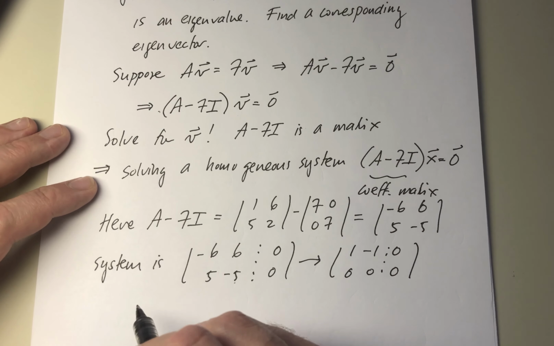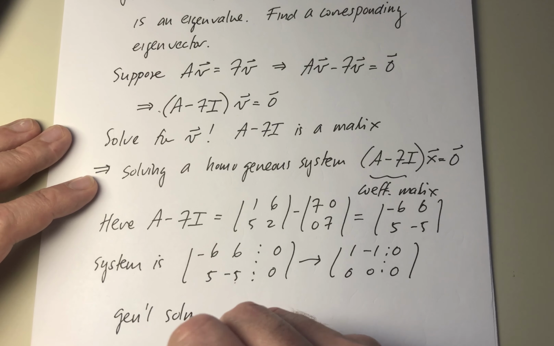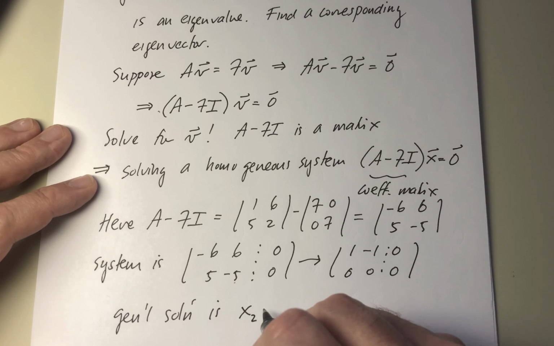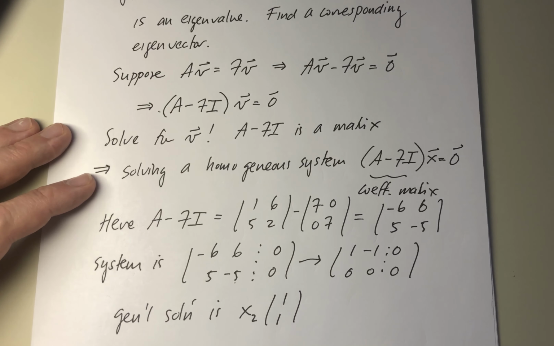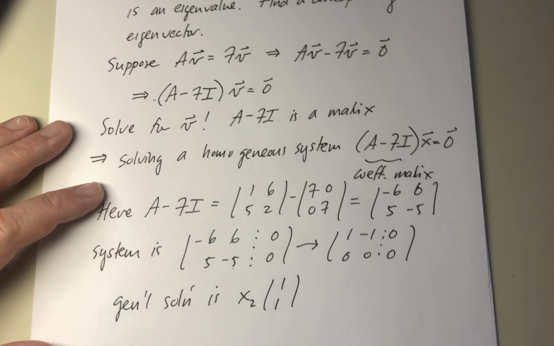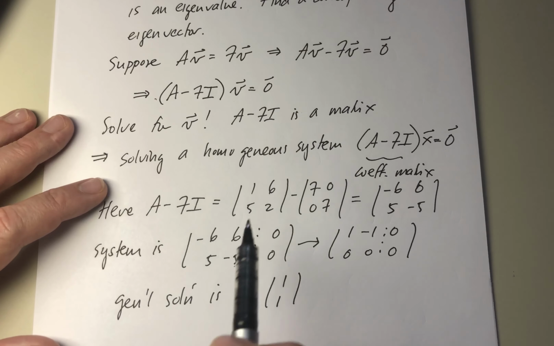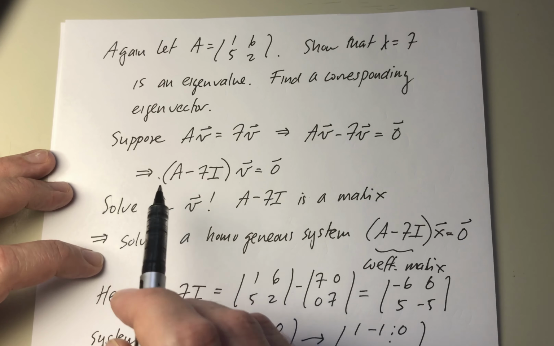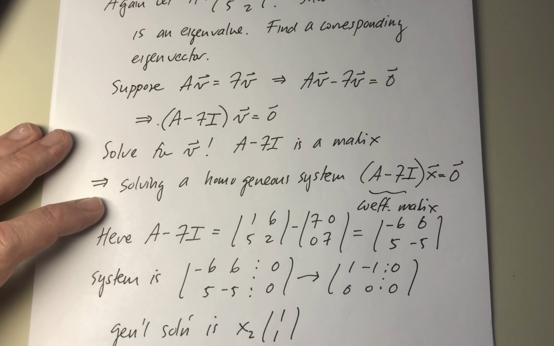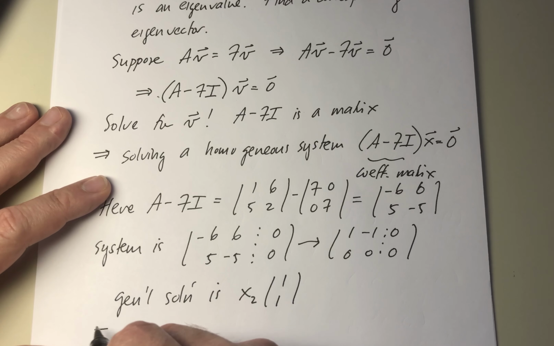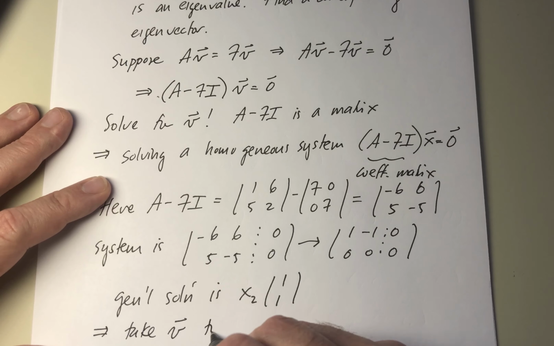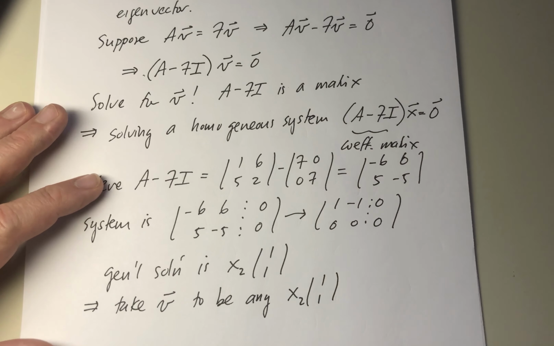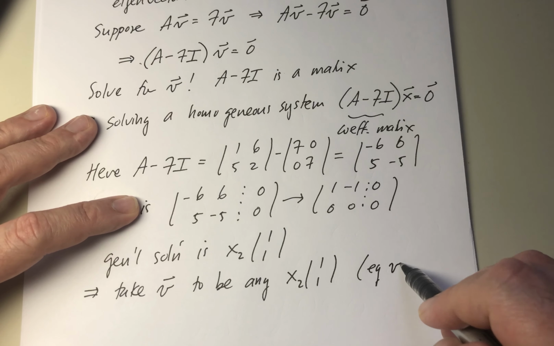And this has a general solution, right? You guys know how to do this. The general solution for this has one free variable, x2. And so the general solution turns out to be x2 times (1, 1). Don't lose track of what we're doing here. We're solving for an eigenvector with eigenvalue 7. It turns out that any multiple of (1, 1) will work. So take v to be any multiple of (1, 1). For example, let's just take v to be (1, 1).